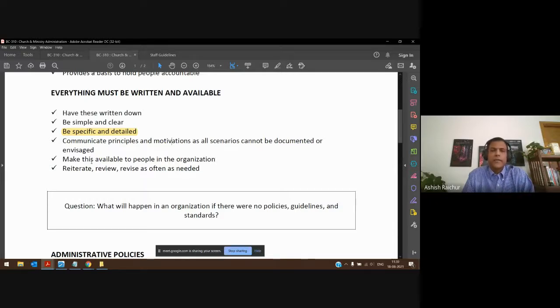And then reiterate, review, and revise. Over time, things may change. One is, we need to reiterate, which means you keep repeating this, so people remember that, hey, this is our policy, this is our guideline, this is our standard. Then we have to review it. That means, is it still valid now, or do we need to modify it for certain reasons? Then you revise the policy. So policies can be changed. That's no problem. But there has to be good reason to change those policies.